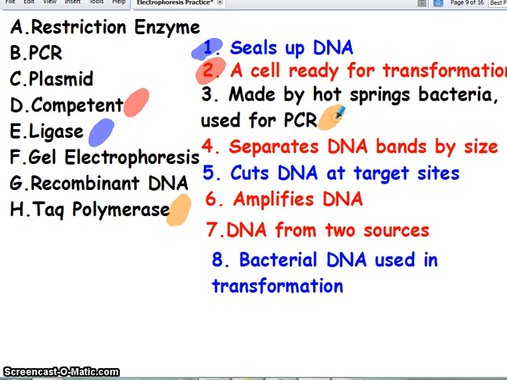If you see anything about enzyme, it ends in ACE, so that makes it easy to remember. Separates DNA fragments by size. That's gel electrophoresis. Keep in mind, I wouldn't have to say size. I could also say by length.